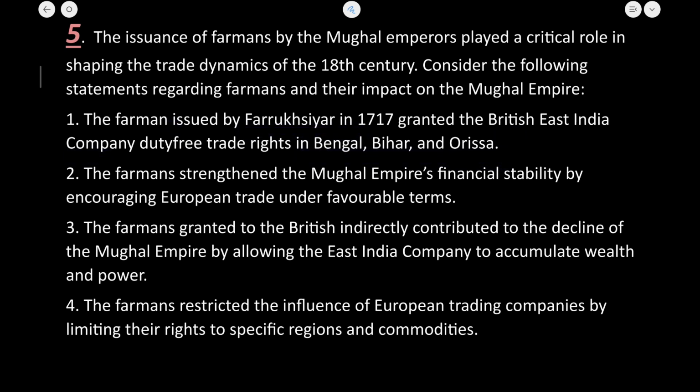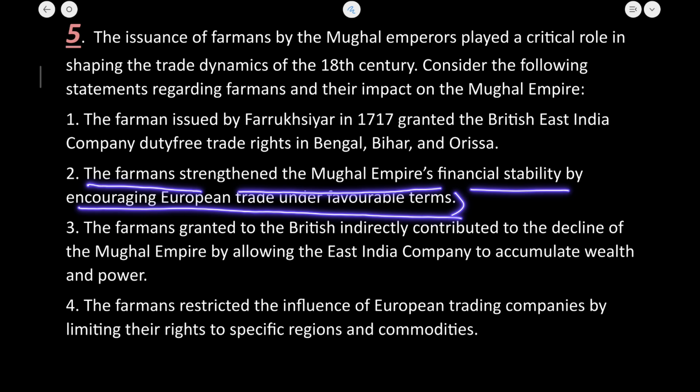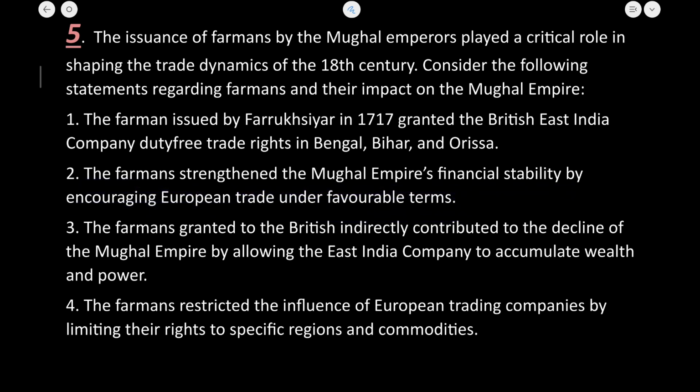Okay, let's see the next statement. What is our next statement? The farman strengthened the Mughal Empire's financial stability by encouraging European trade under favorable terms. Now, I already told you when I explained the farmans issued during the time of Farrukhsiyar that it did not strengthen the financial stability of the empire. It ultimately led to instability and weakened the financial system. In no condition did they help the Mughal Empire's finances, because these permissions given by the Mughal Emperor were misused to a large extent. So the second statement is incorrect.